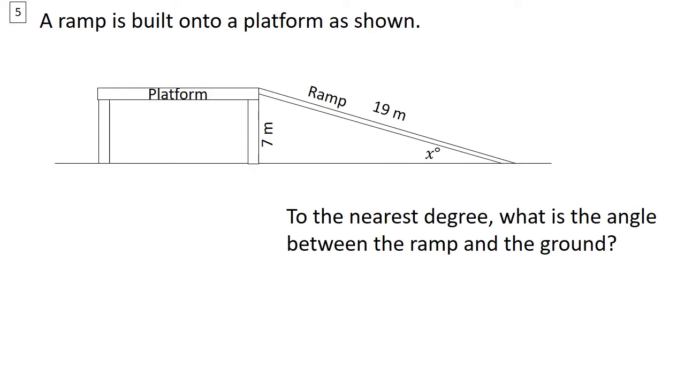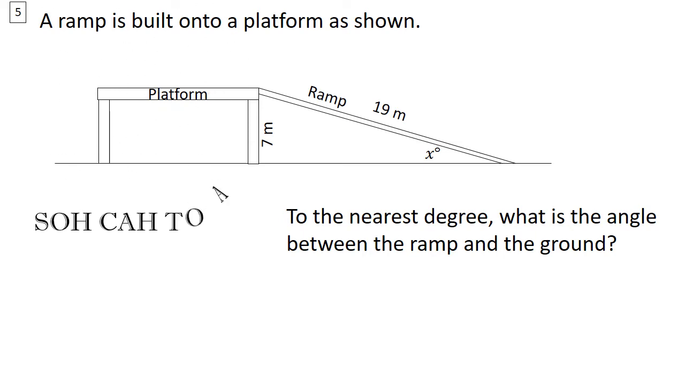Number 5, a ramp is built onto a platform as shown. To the nearest degree, what is the angle between the ramp and the ground? We've got some numbers here for lengths. Anytime we get sides and angles mixed together, that's going to be a trig problem.